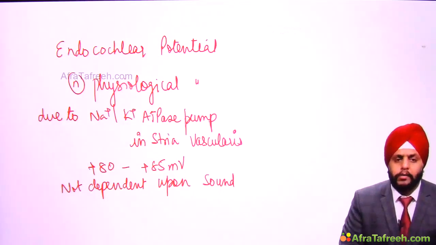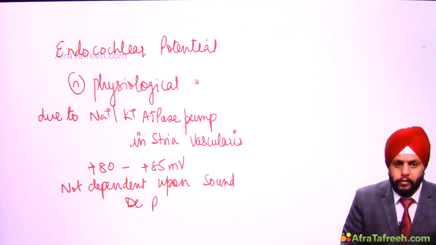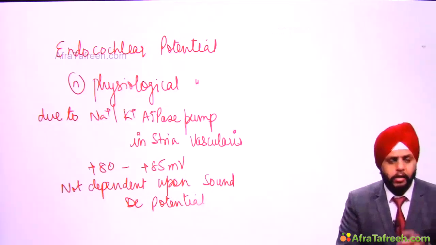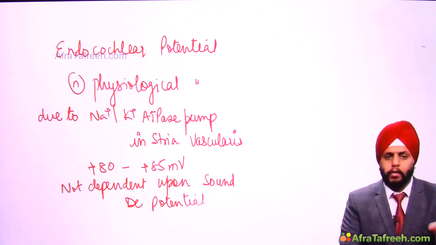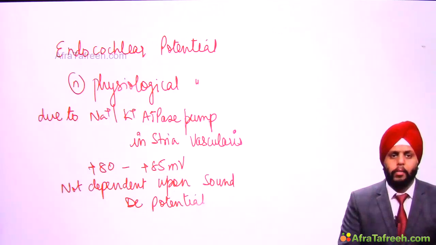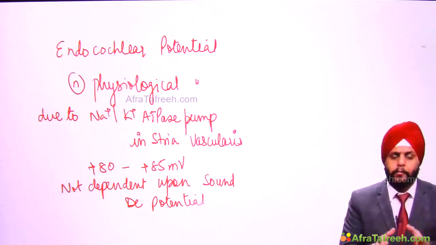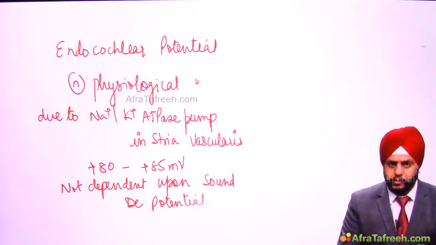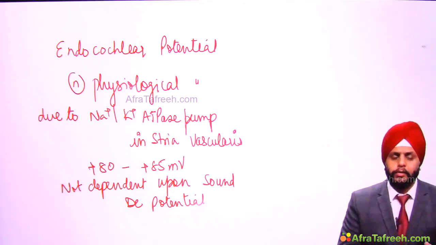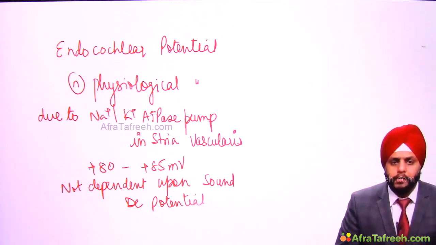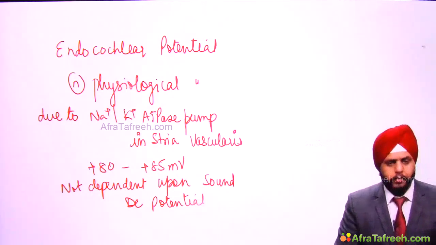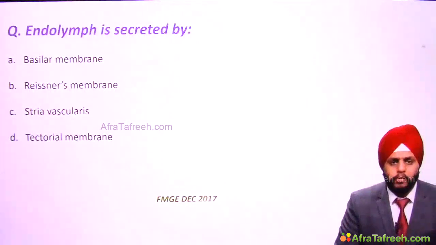Right? Okay, and lastly, this is a DC potential. So what do we mean by DC potential? You see, a DC current, direct current. Now what happens in that? One side is always positive, the other side is always negative. Right? Similarly over here in the endocochlear potential, the scala media becomes positive because of a lot of potassium ions. Okay, and the scala vestibuli and scala tympani become negative. So it remains like this. Alright, there is no change in the potential. So that is why this is a DC potential. One pole is always positive, one pole is always negative. Right? Okay, so now let's come to this question.